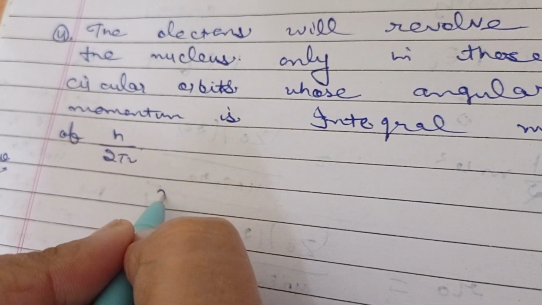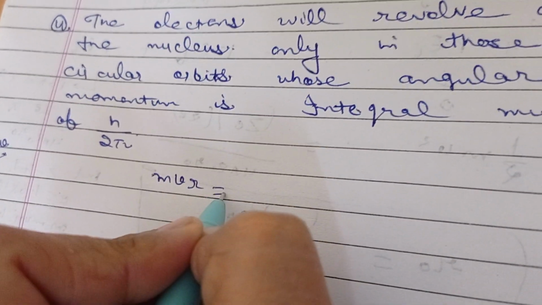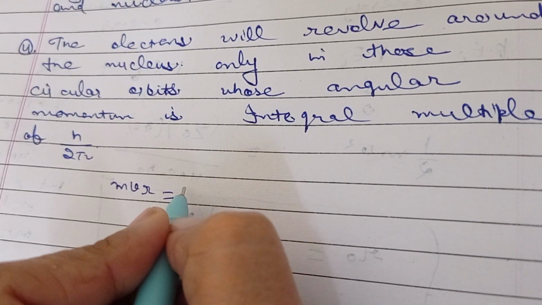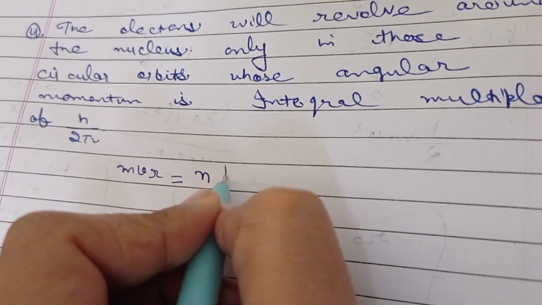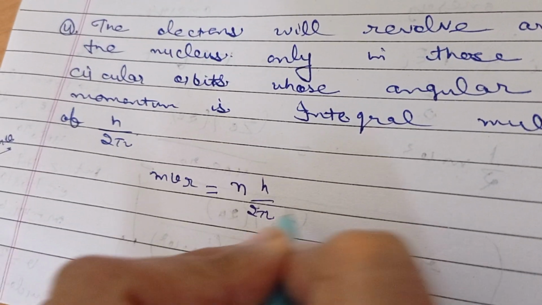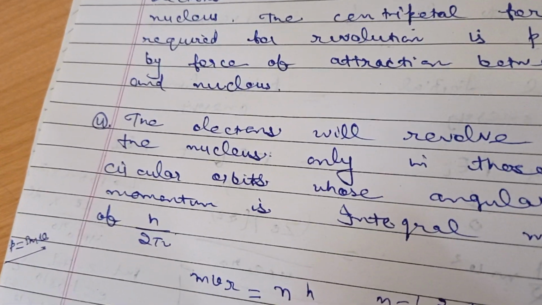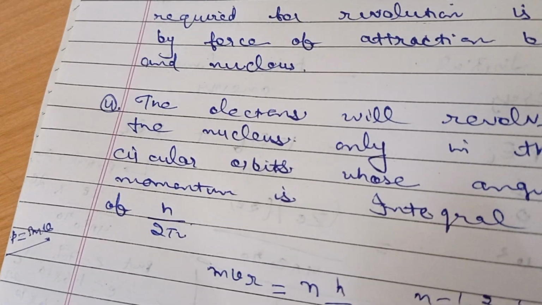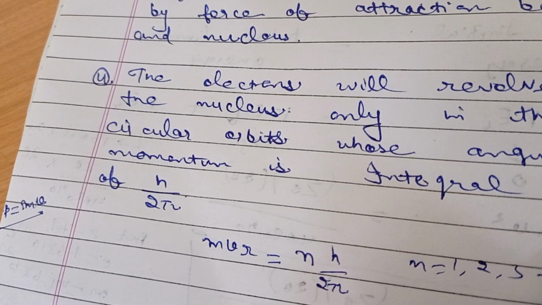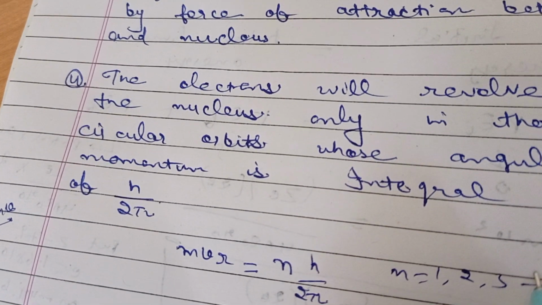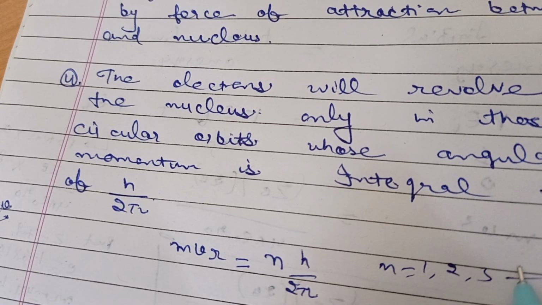Angular momentum, mvr, is equal to an integral multiple, so you write an integer n, times h by 2 pi. The value of n may be 1, 2, 3, and so on. Okay, n is the principal quantum number. n may be 1, 2, 3, 4, and so on.